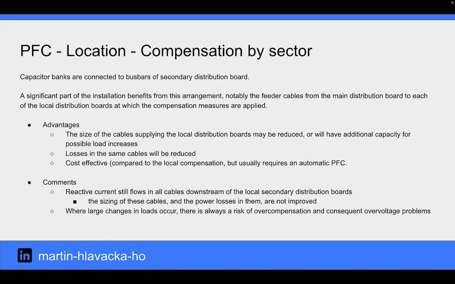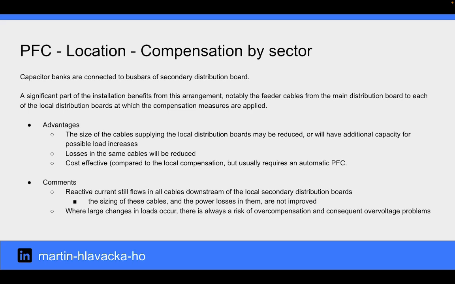In the case of compensation by sector, the capacitor banks are connected to the bus bars of the secondary distribution panels. An important part of the installation benefits from this arrangement, in particular the power cables from the main distribution board to each of the local distribution boards where the compensation measures are applied. Other advantages are that losses in the cables themselves will be reduced and it is cost effective compared to local compensation, but typically requires automatic power factor correction.